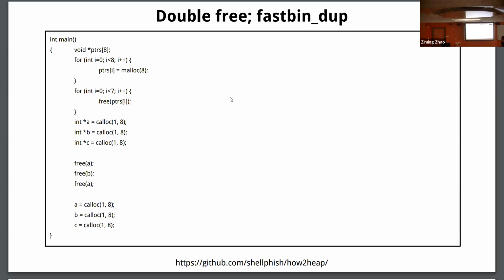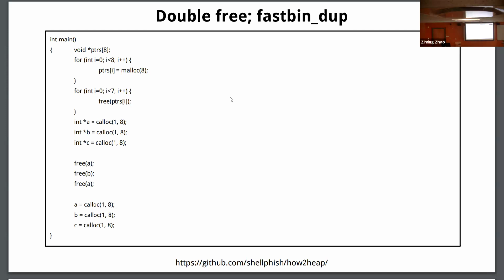So in this example, we will show double free. There is a freed memory, we freed twice. At the beginning, we have 8 pointers. We malloc 8 bytes, 8 times. Then we free them. Here we have 7, but 7 or 8 doesn't really matter that much. Then we free them, and there will be a bin for 8 byte memory chunks.